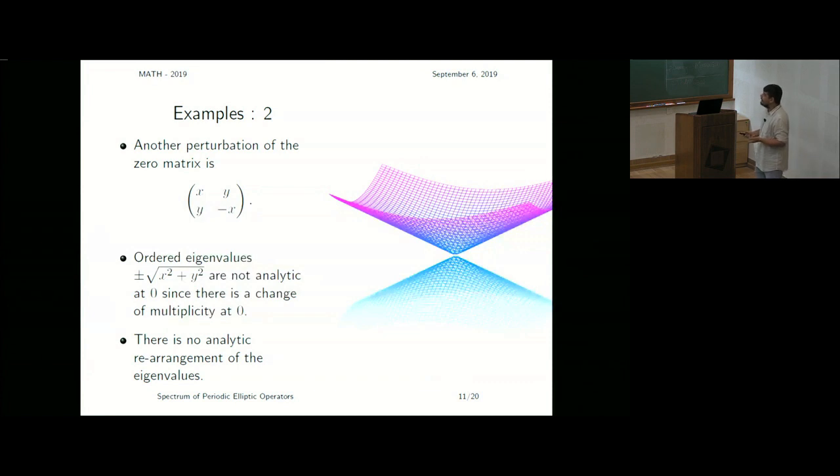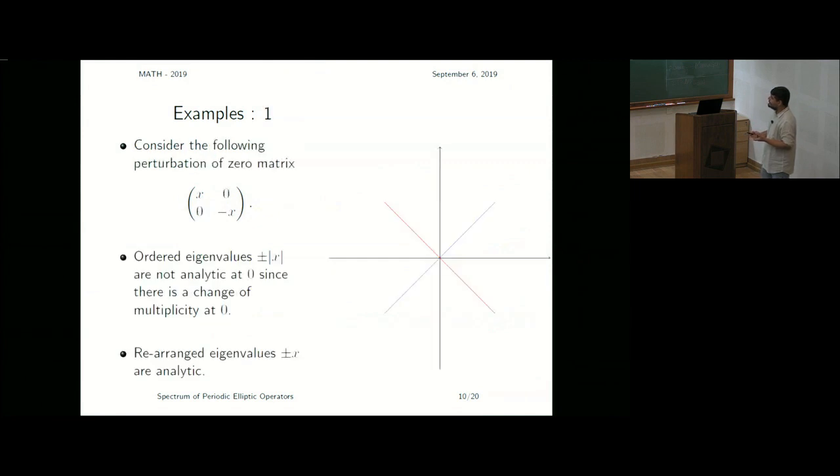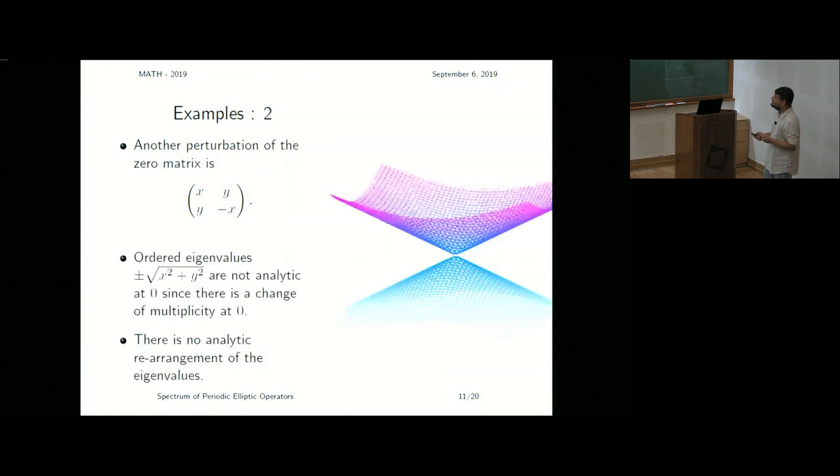So what I'd like to mention is that the problem happened at the point where the eigenvalue changed multiplicity. As we saw in the previous example, here the multiplicity of the eigenvalue was 2, and that is where the analyticity of the ordered eigenvalues failed. And similarly, in this case also, the multiplicity of the eigenvalue changes, and this is where the analyticity fails.